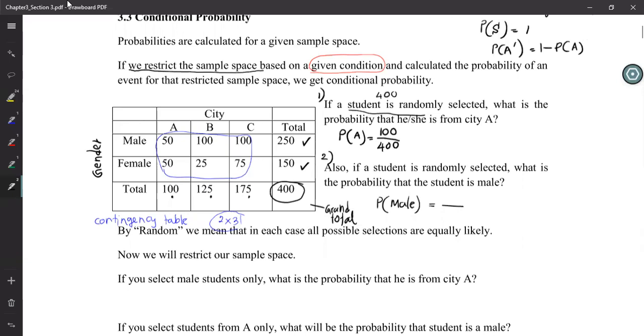What is the answer? You can unmute and speak, okay?